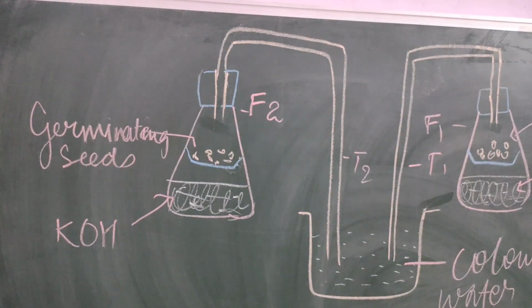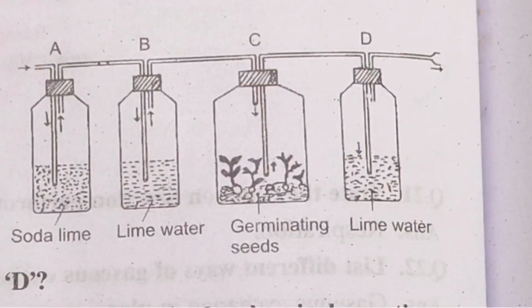Now let us see another experiment. Here we have 4 bottles that are airtight and labeled as A, B, C and D. In A bottle there is soda lime, in B bottle there is lime water, in C bottle there are the germinating seeds, and in the D bottle the lime water is again present there. Now the soda lime in bottle A removes the carbon dioxide from incoming air. The lime water in bottle B checks if the carbon dioxide is totally removed or not. Then now the air does not contain any carbon dioxide.